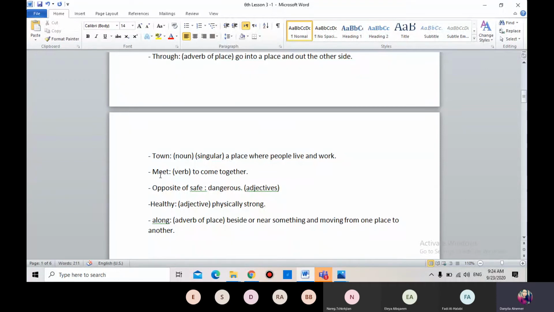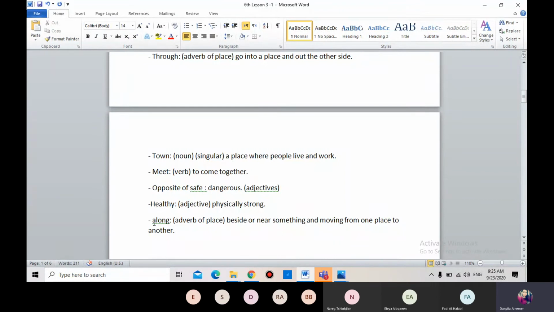So, meet. What do we mean by meet? Verb, to come together. I want to go and meet my friend at the cafe. To see them, to come together. Opposite of safe, again dangerous, and both are adjectives. Healthy, it's an adjective, and it's physically strong. What do we mean by healthy? Physically strong. When you eat healthy food like fruits and vegetables, bread, etc., it makes you healthy. So physically you would be strong.